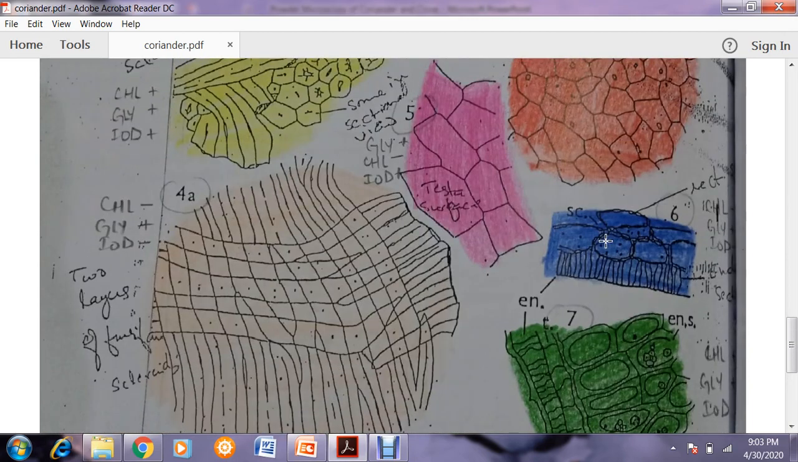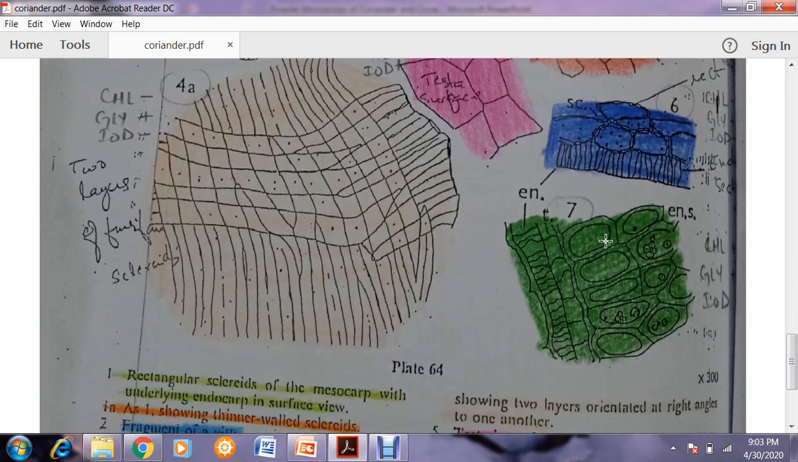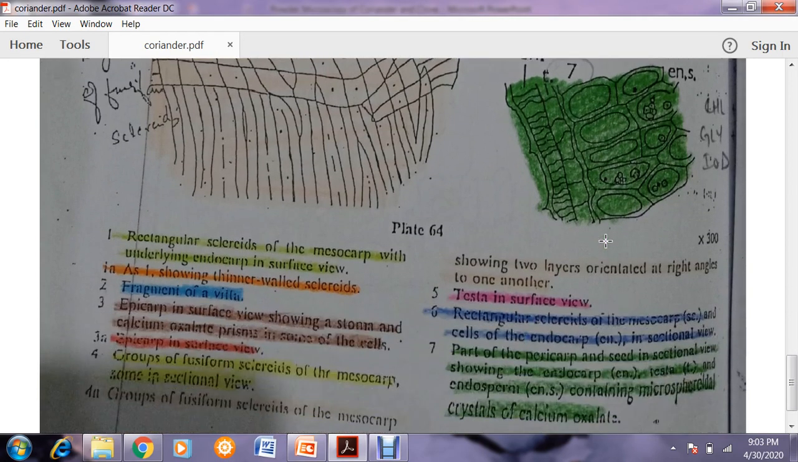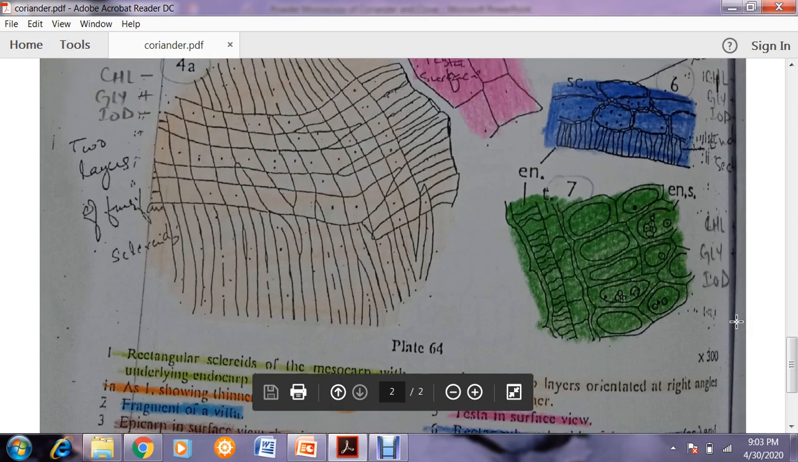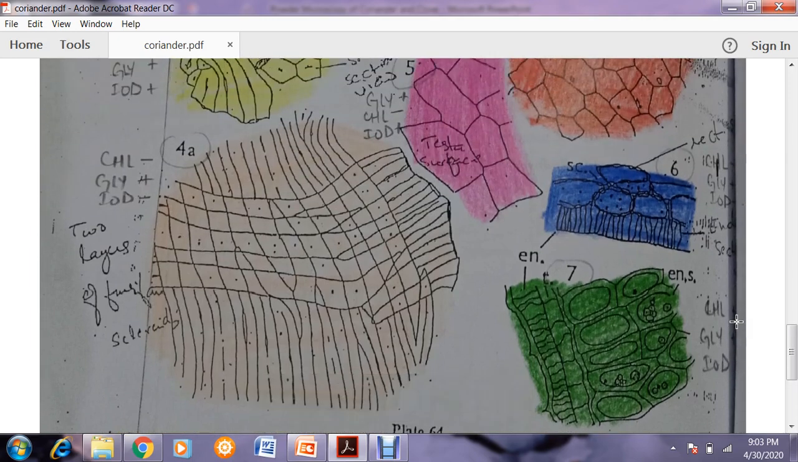Then number 6, rectangular scleroid of the mesocarp and the cells of the endocarp in sectional view. These are the mesocarp and these cells are the endocarp.